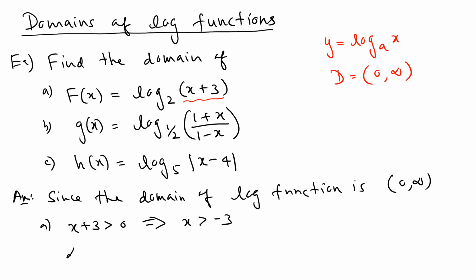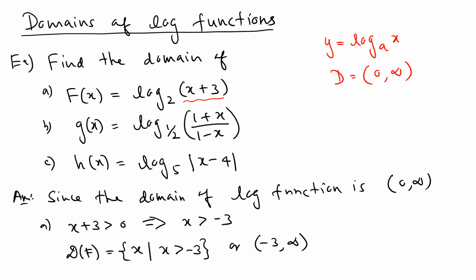So the domain of the first function, in set builder notation, is x such that x is greater than -3, not 3. Or if you use interval notation, it is -3 to infinity. You can use either of those forms. Okay, so let's look at the second example.